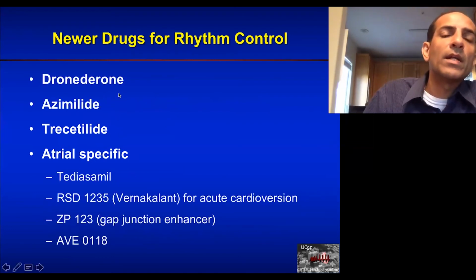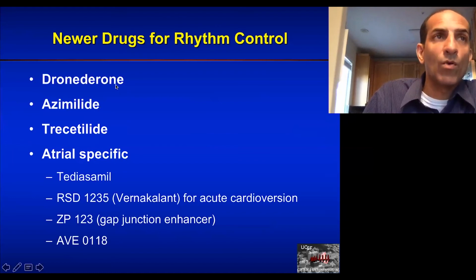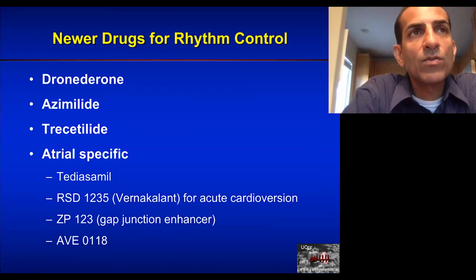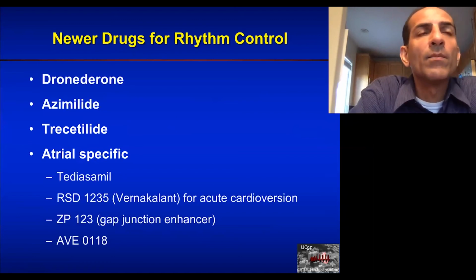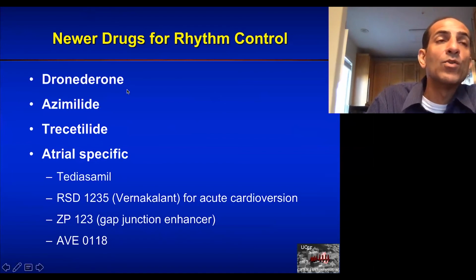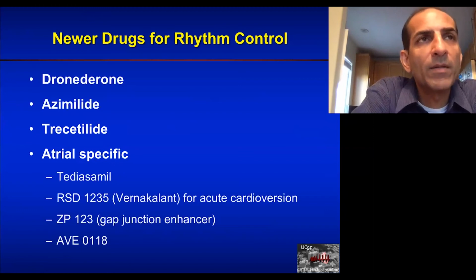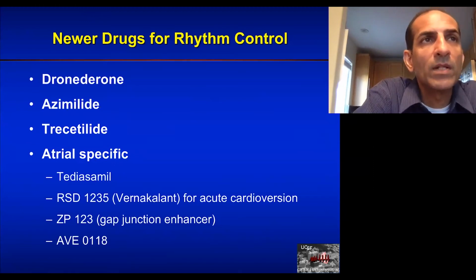So dronedarone is a drug that is similar to amiodarone, except it doesn't have the side effects that amiodarone has, which are associated with the iodine moiety. And that would include effects on thyroid function, long-term effects on the lungs, as well as on the liver. So it's supposed to not have many of these side effects. However, we've been using it for a long time. The efficacy of this drug has not really panned out. And it might be that amiodarone being associated with the iodine moiety helps it to be more effective.